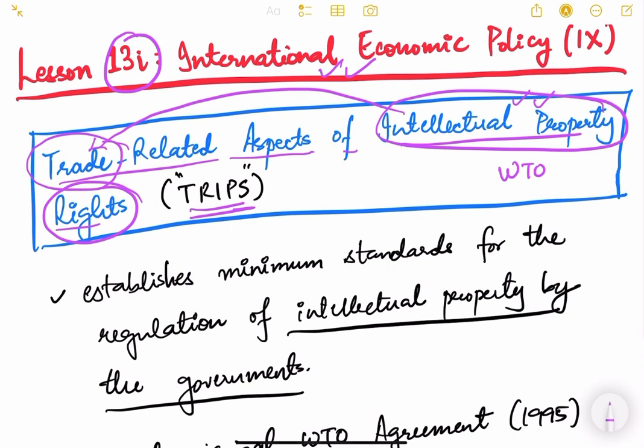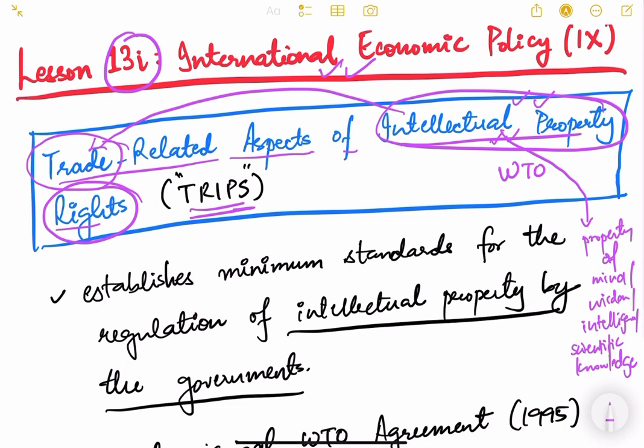Now first of all, let us understand what is the meaning of intellectual property. Many of you must already be knowing, but let me explain it in very simple words. Intellectual property, the word itself suggests, is the property of somebody's intelligence. Okay, property of mind or wisdom or intelligence, you can call it anything, or scientific or any other knowledge. So intellectual property is something which is created by somebody's mind, intelligence, knowledge, wisdom, research, etc.